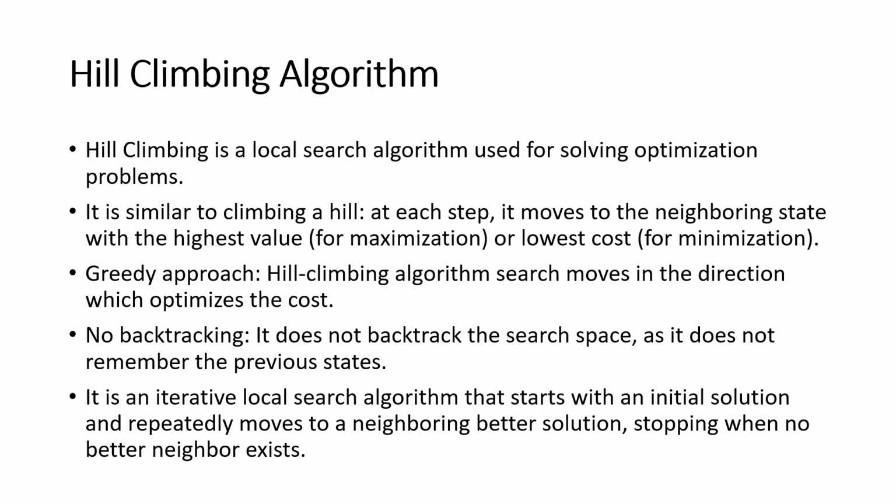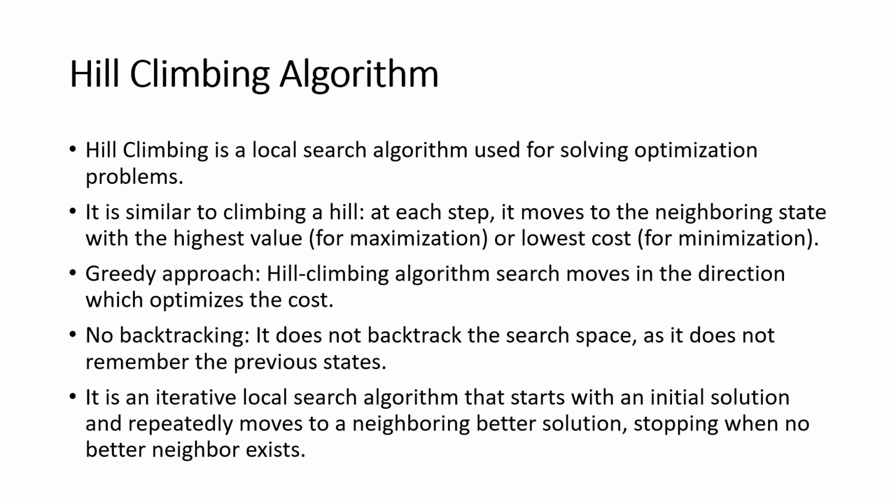So we will see in some problems higher is better. We call this maximization. For example, profit in a business, accuracy in a machine learning model, or height while climbing a hill. Here each state has a value and the goal is to move towards the highest value. Now hill climbing moves towards the neighbor with the highest value.